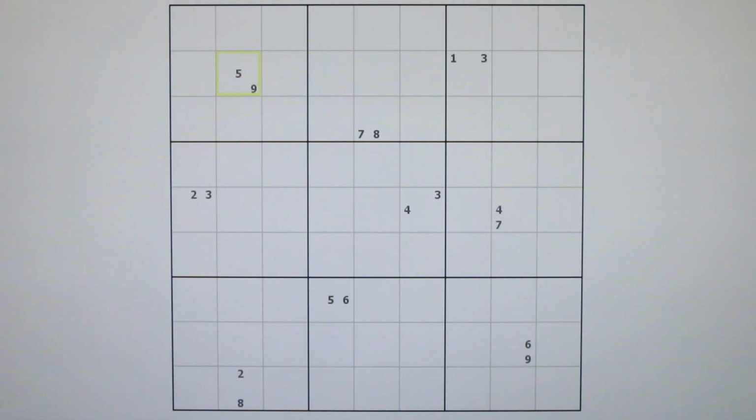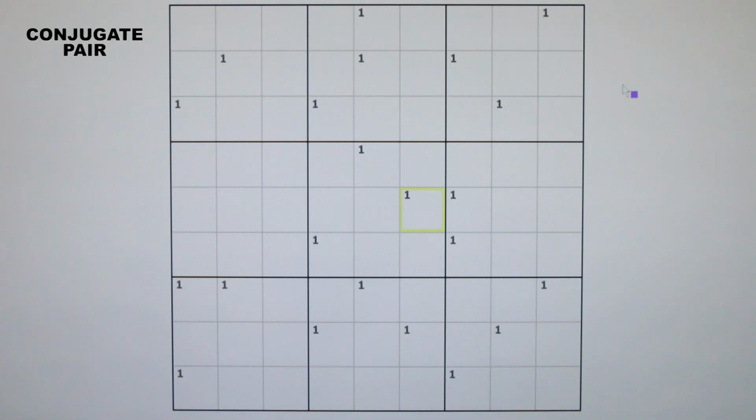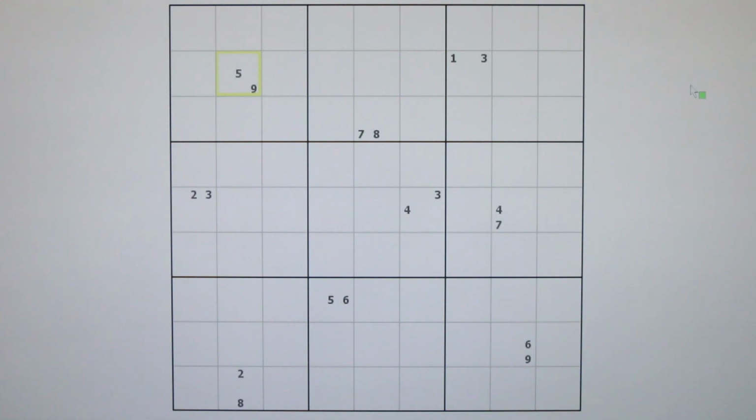When you have a strong link between 2 candidates of the same digit within a house, like we had with the 1s, they are called a conjugate pair. These 2 ones are called a conjugate pair. The strong link refers to the link between them, but the term conjugate pair refers to the candidates themselves. This is a subtle distinction, but I think it's important to note. As I mentioned earlier, there is also a strong link between the 2 candidates in a bi-value cell, between these 2, between those 2.